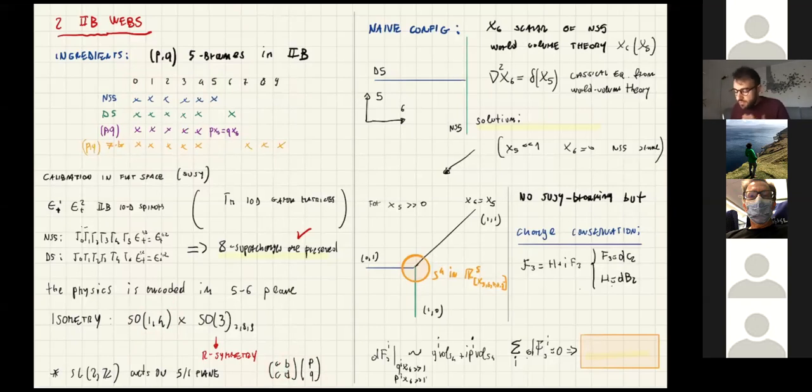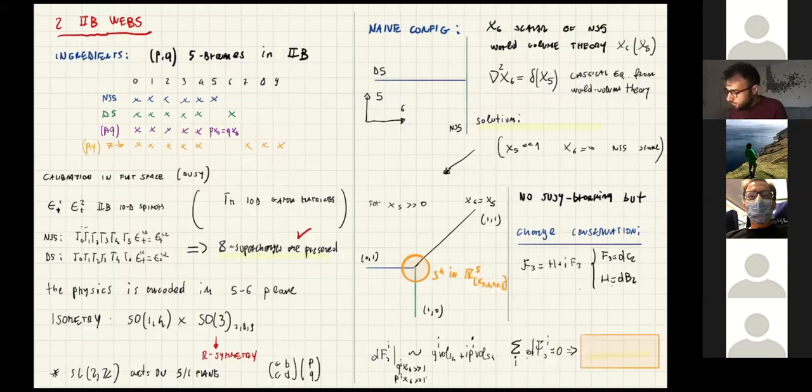Okay, so we have this configuration of NS5 and D5, which preserves 8 supercharges. And the naive configuration we can have is the following. We have a D5 ending on an NS5. In order to analyze this configuration, we can take the world-volume theory of the NS5, and X6, the 6th direction, is a scalar on the world-volume of the NS5. So it's the orthogonal direction of the NS5, so it's a scalar in the world-volume theory of the NS5.